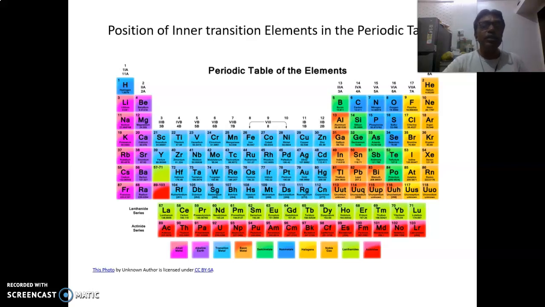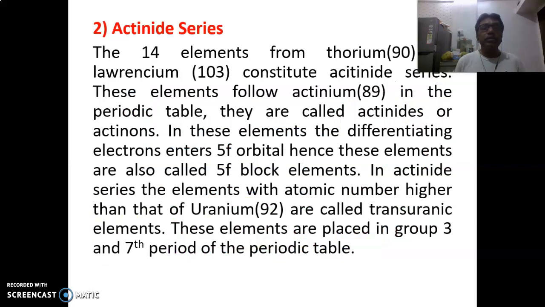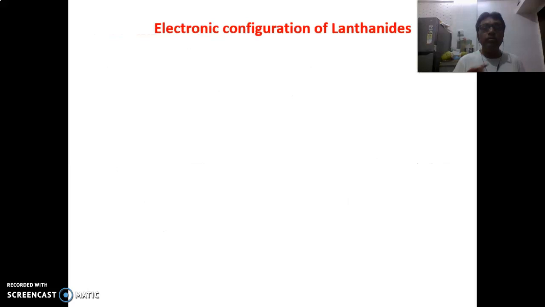Now why are these elements called inner transition elements? Because the inner shell of these elements is incompletely filled with electrons, or the last electron enters this inner shell, that is the n-2 f orbital. You can see this in the electronic configuration of these elements.